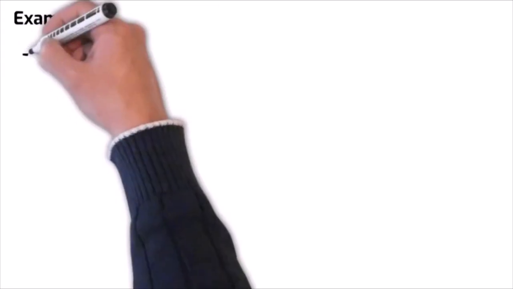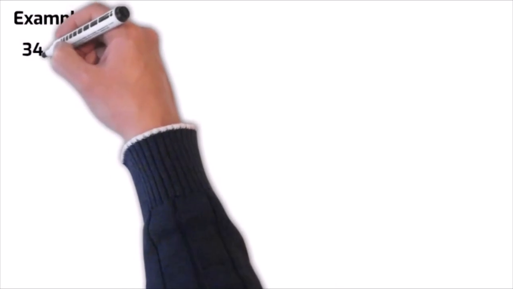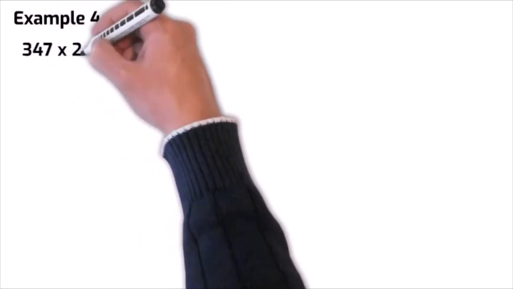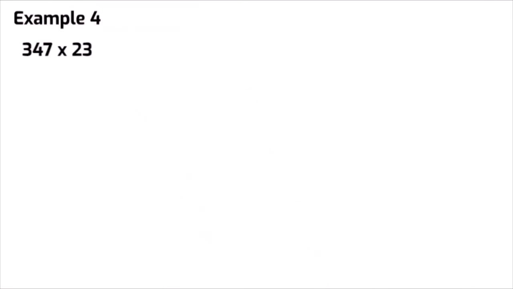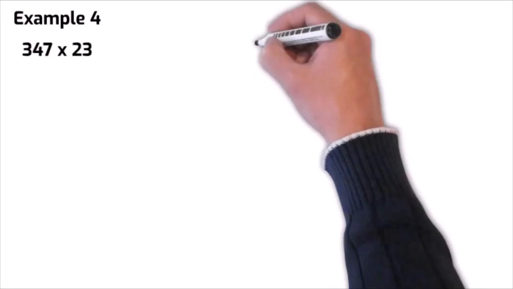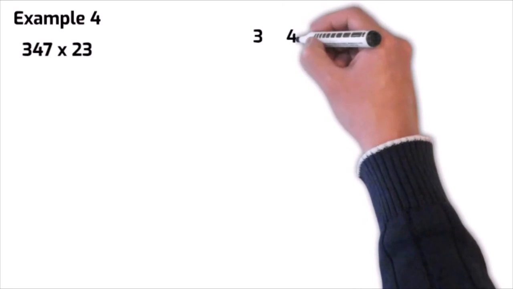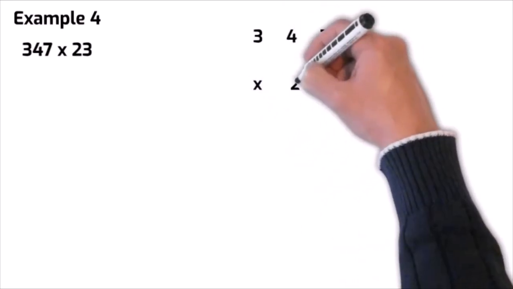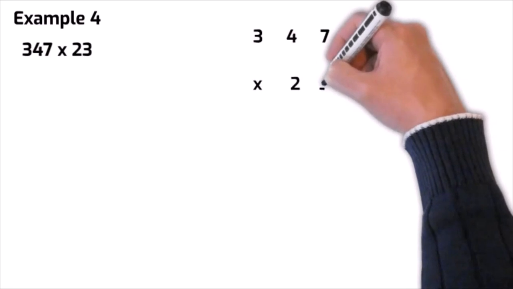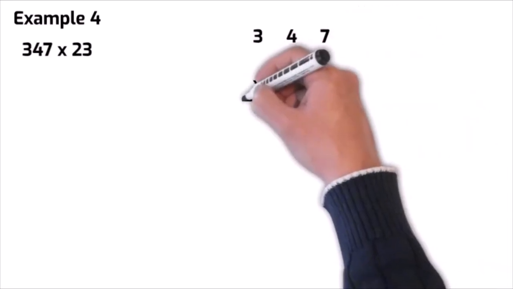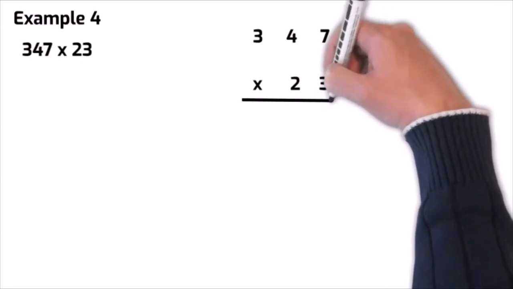Example 4: 347 times 23. First thing first, we need to set up our numbers. 347 times 23. Now we've set up our number.